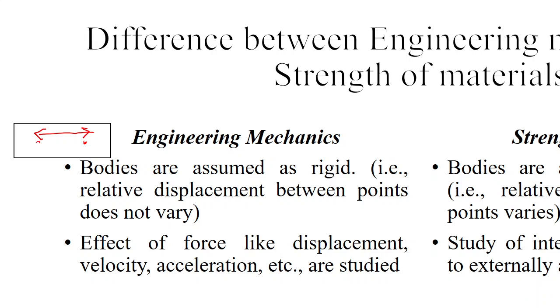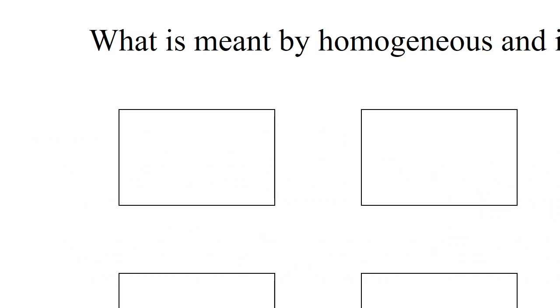For a deformable body, the stress-strain diagram will look like this, and it will have its own plastic hardening or strain hardening. Coming to what is meant by homogeneous and isotropic material, anyone? Sir, homogeneous means the property will remain the same in a particular direction, and isotropic means the property will remain the same in all directions. Okay, with isotropic, you are correct.